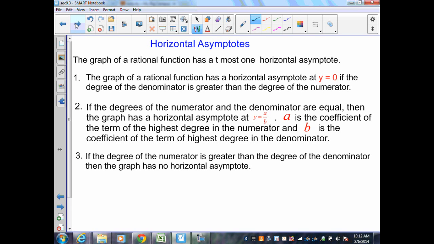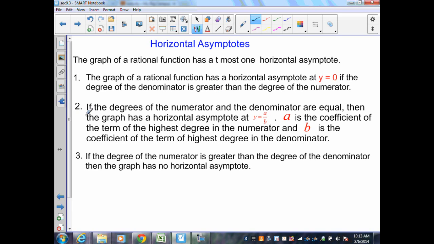Next, we can have horizontal asymptotes. And here are the rules that apply to that. The graph of a rational function has at most one horizontal asymptote. Number 1, the graph of a rational function has a horizontal asymptote at y equal to 0 if the degree of the denominator is greater than the degree of the numerator.